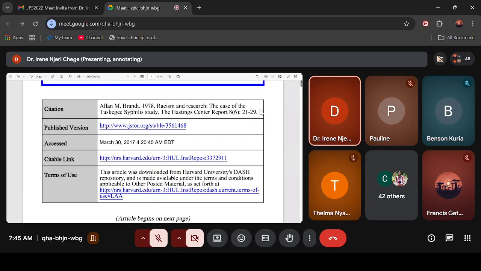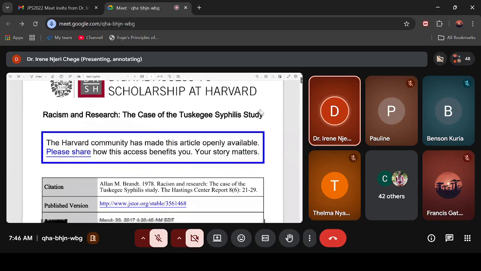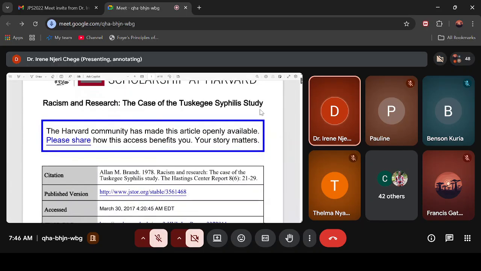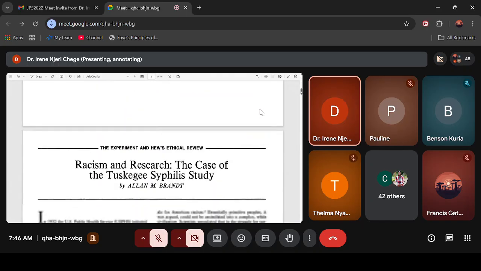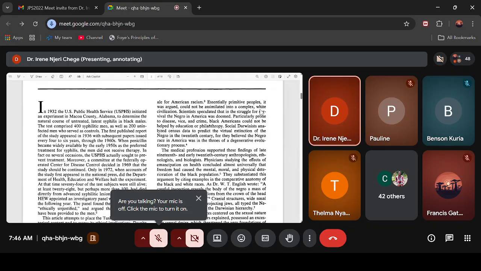And this paper was written in the Harvard, for the Harvard community. So assuming that you looked at it, I can give you an essay question. Discuss how core ethic principles were ignored in the Tuskegee study.